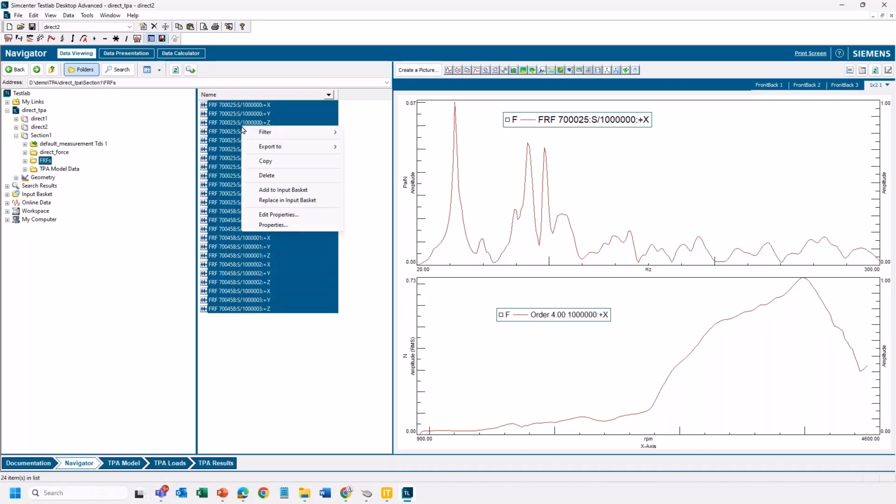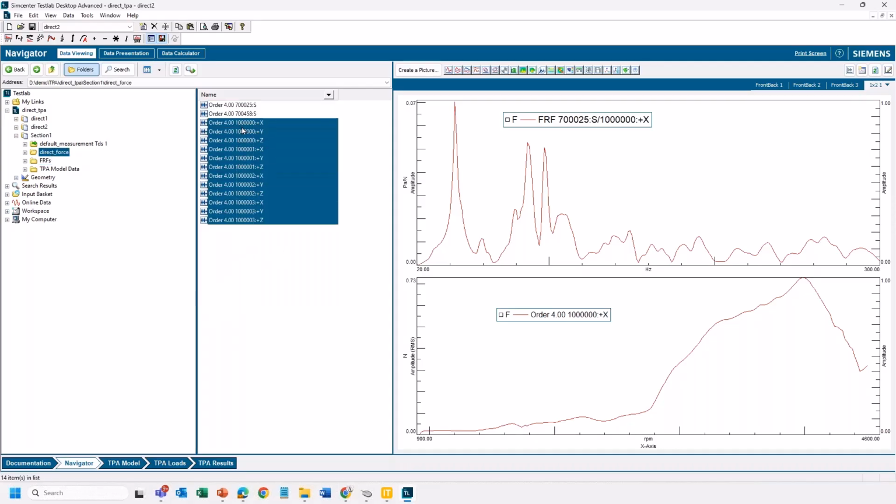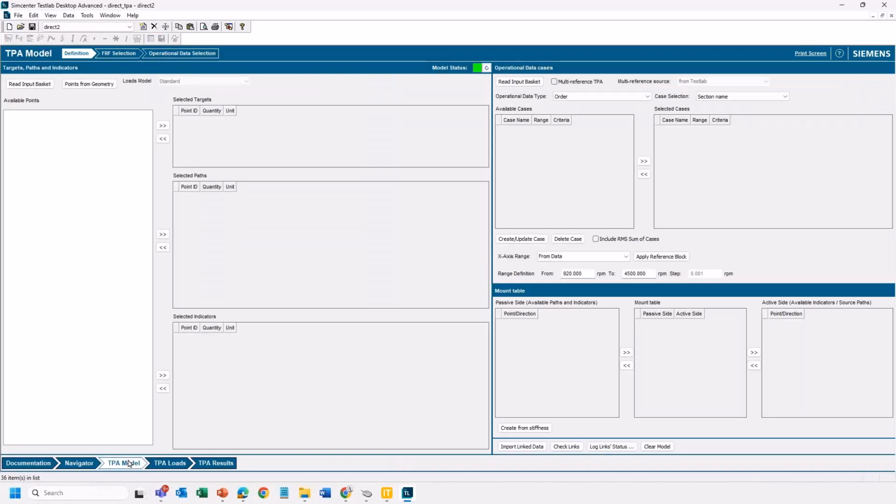If I take these FRFs, put them in the input basket, I've got my forces. I'm going to add those to the input basket, and then I'm going to go over here to the TPA model. Here I tell it what the paths are and what the target locations are and a bunch of other stuff, and I'll step through this. So I'll hit read input basket here, and again, we have two of these with an S in it.